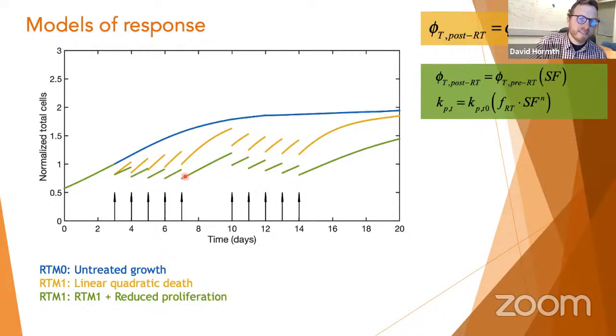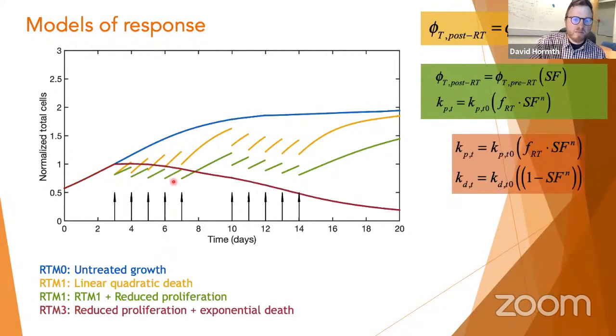The idea behind this is that with each additional fraction of radiation therapy, we're assuming that there's some population of cells that are stuck in cell repair, and therefore not proliferating, or are becoming senescent. Then our final model was a model of both reduced proliferation and, instead of this linear quadratic model of death, an exponential death rate due to radiation therapy that changed over time. So this is a much smoother curve response to radiation therapy.